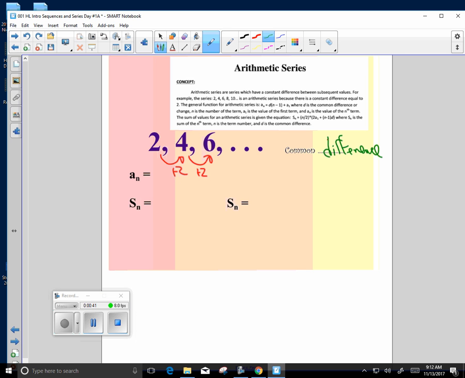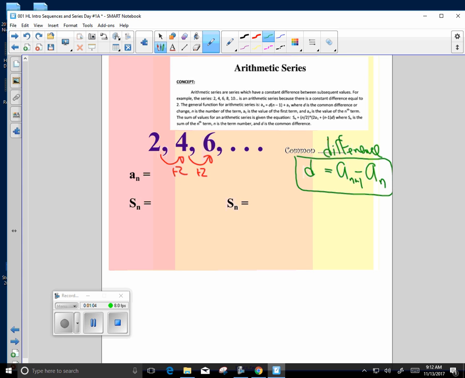And that common difference we're going to call d, which is a sub n plus 1 minus a sub n. A weird formula, but it kind of makes sense. It's just the next term minus the previous term. And it's always going to be the same. So make sure that you think about that formula.